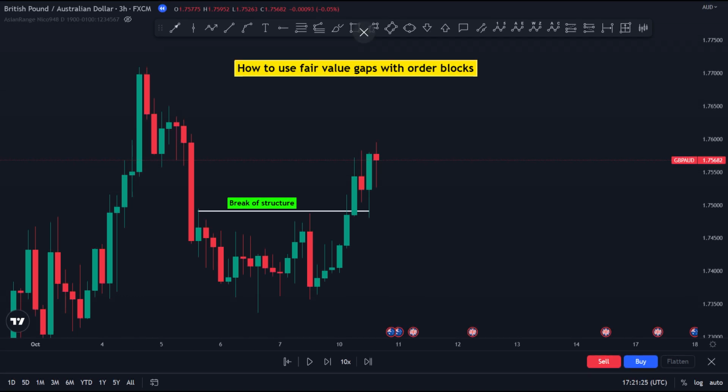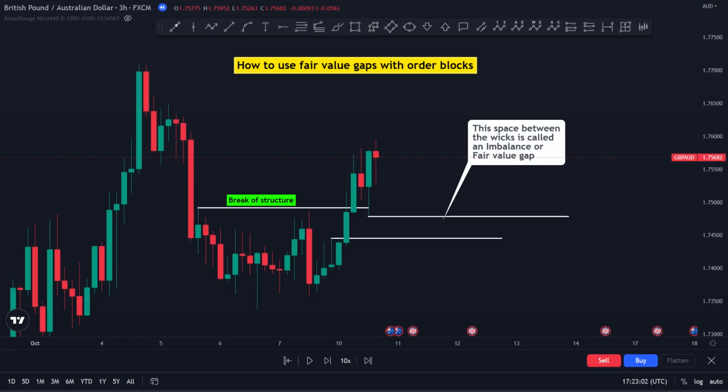Firstly, let's start with a break of market structure on this analysis. We can see that price is trying to be bullish after breaking the previous high here. Then before we can do a lot of things, we also have to identify where the imbalance is. This space between the wicks is called an imbalance. So we will be looking for price action to touch it or trade inside that area. Then you will wait for price to get into the order block too.